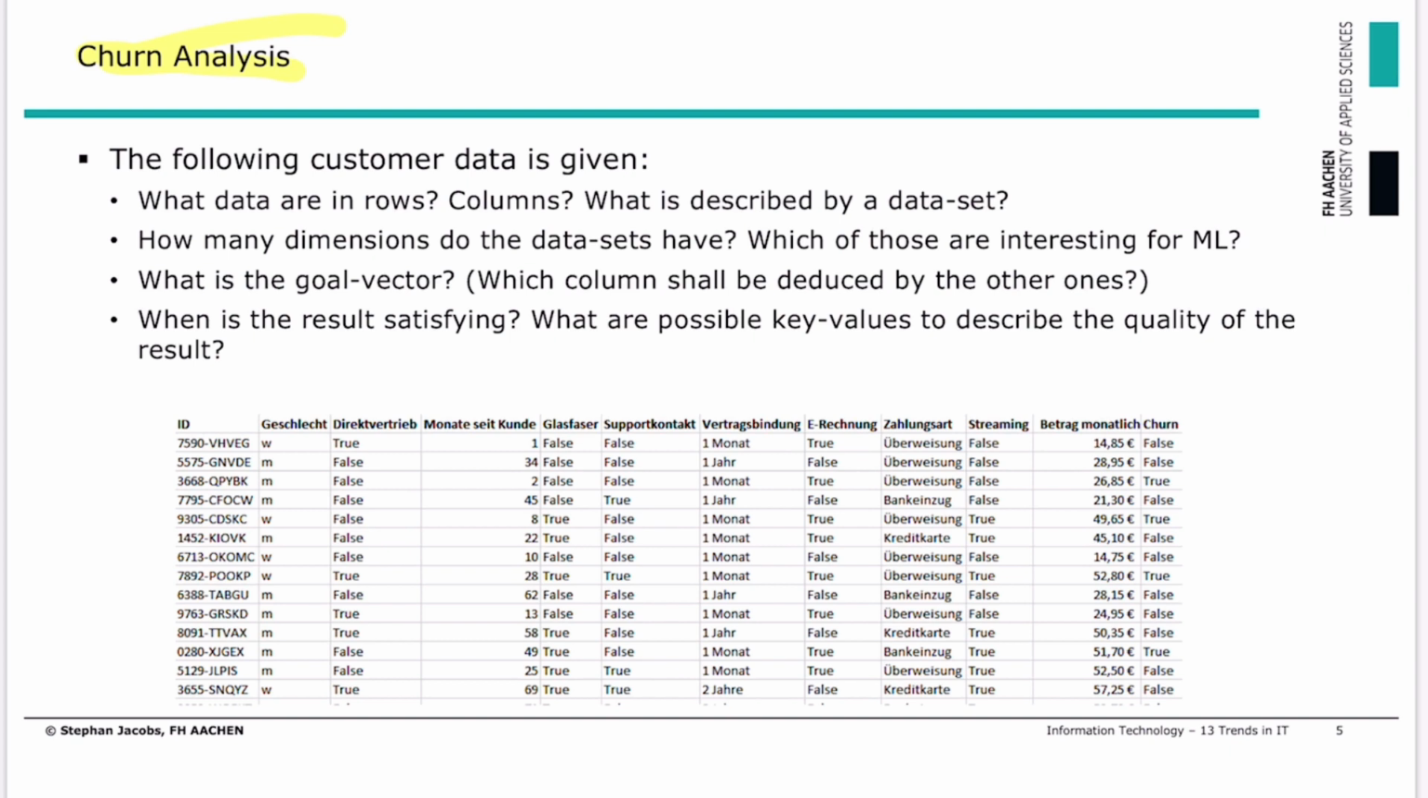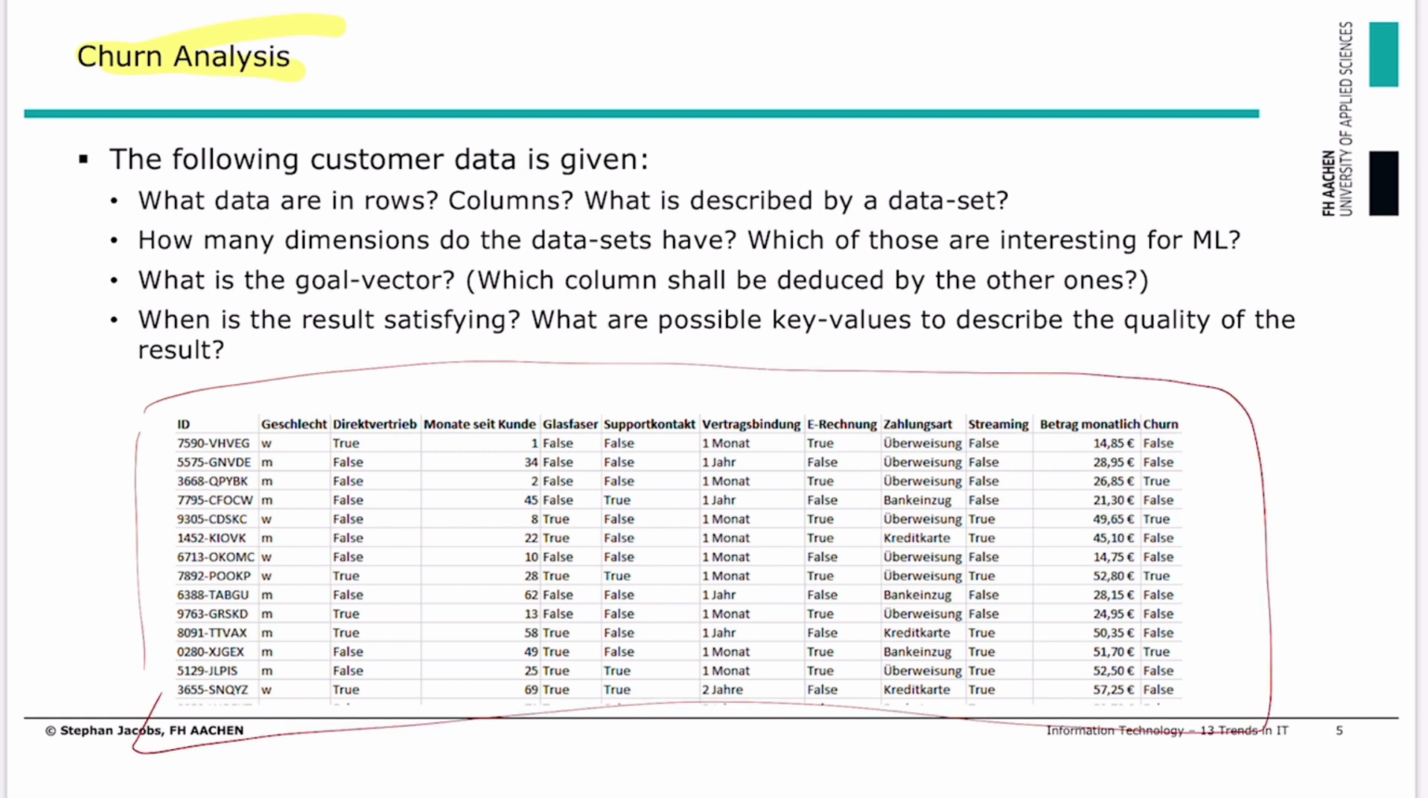So the question is for the telecom company, who are the candidates which will move, which will churn in the near future? Because then you can make a good offer and try to keep them. It's easier, it's less expensive than trying to get new customers. So what kind of data do we have? We have historical data. Actually, that's what we have in this table.